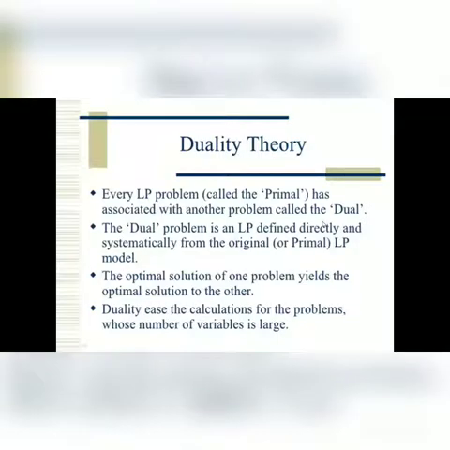Now, this is the duality theory. Every LP problem, called the primal, has associated with it another problem called the dual. The dual problem is an LP defined directly and systematically from the original, or primal, LP model. The optimal solution of one problem yields the optimal solution to the other. Duality is used for calculations on problems whose number of variables is very large.